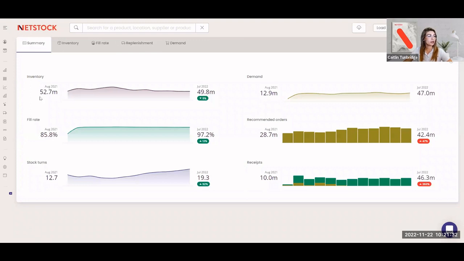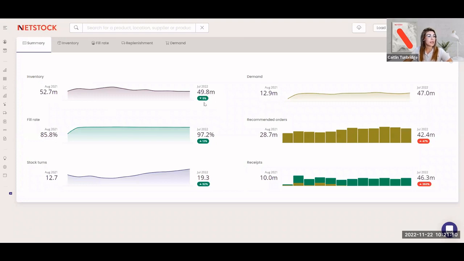So it tells us what our current inventory is. In this case, it's now 52.7 million. And it tells us what it could be over the next 12 months. Again, if we had that extended planning horizon module, the full 24 months, based upon what we predict you'll be ordering and how the demand will track.